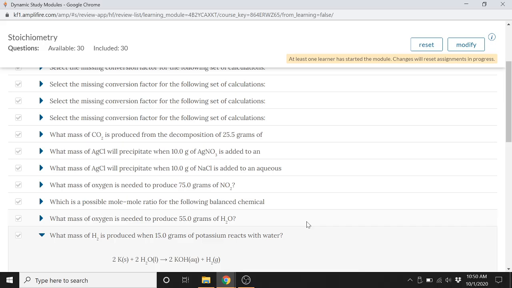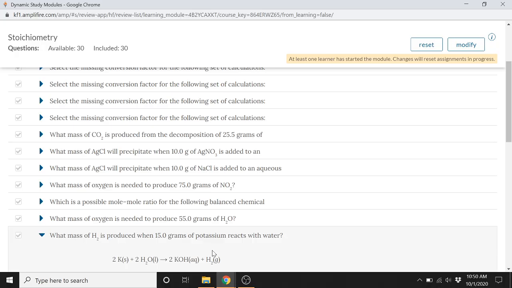So, what mass of H2 is produced when 15 grams of potassium reacts with water? And so you're trying to figure out how many grams of H2 you would get, right? So question mark grams H2. And then what you have is 15 grams of potassium, right?